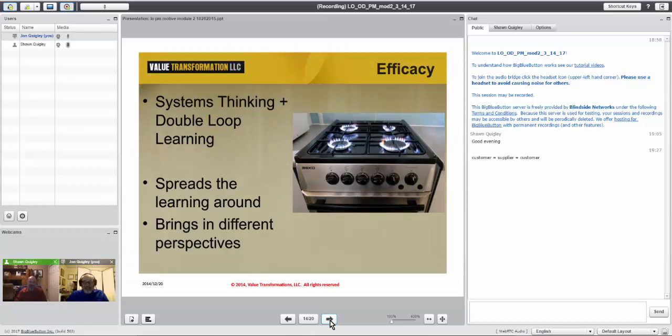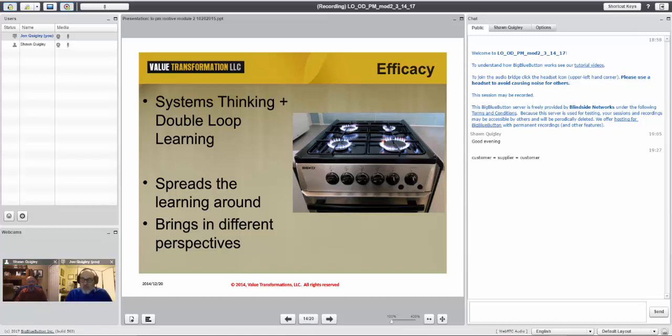Okay. We touched on the hot stove. Yeah, we have. But one of the things in here, we talked about system syncing, double loop learning, and if you want to really draw it out, you call it triple and infinite loop learning, depending on how the process works out for your organization or your group.